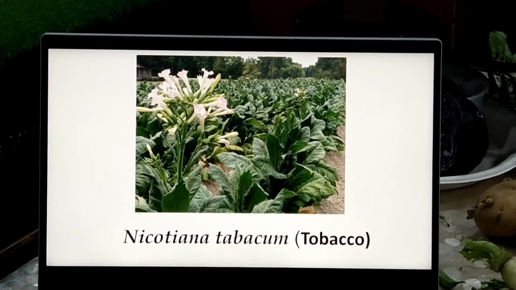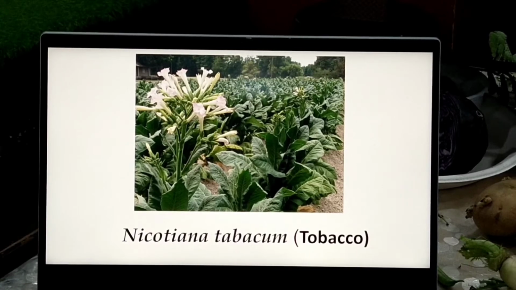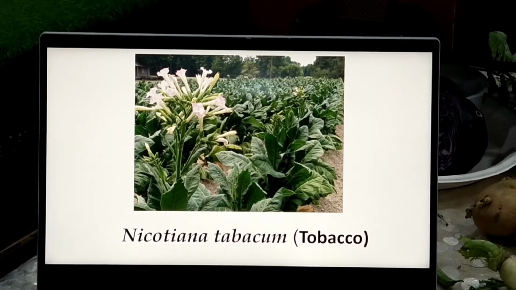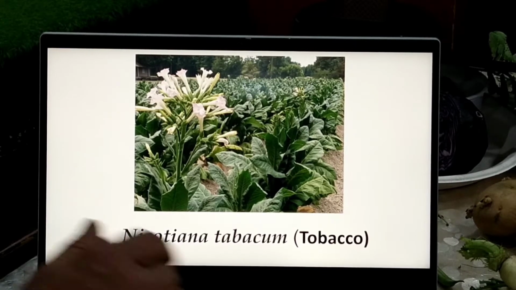Yeah, this is Nicotiana tabacum, tobacco. It's very unfortunate that a tobacco plant may have some medicinal uses basically, but it is otherwise for addiction. It is the tobacco addiction which is very bad in terms of smoking and other things. But then interestingly it belongs to Solanaceae.